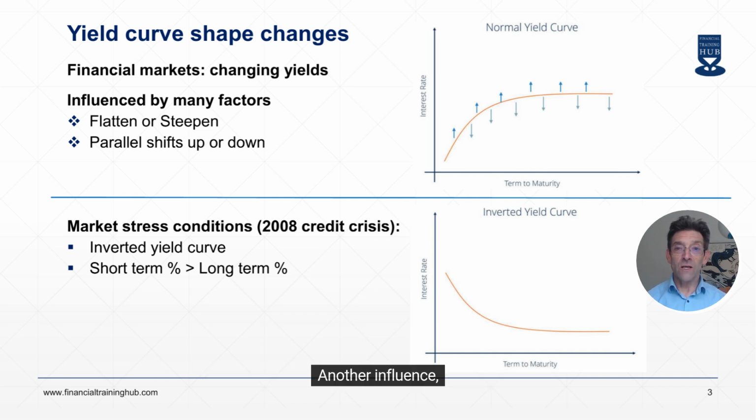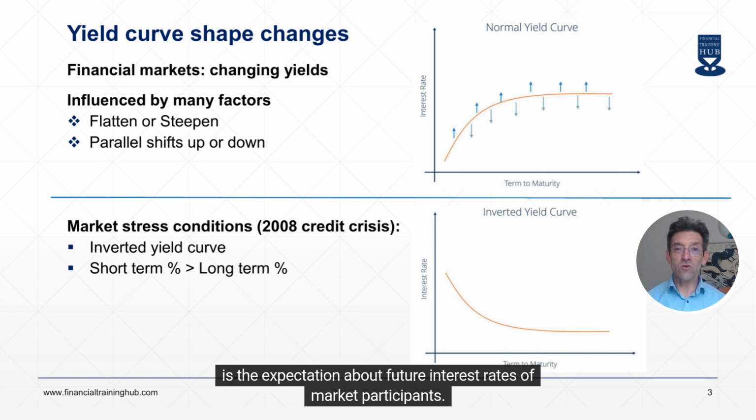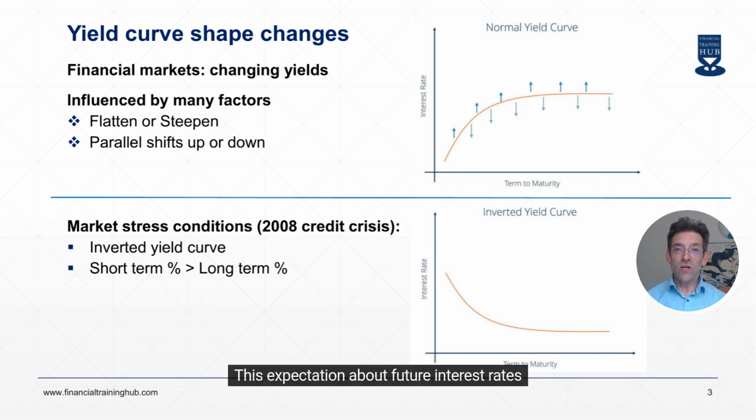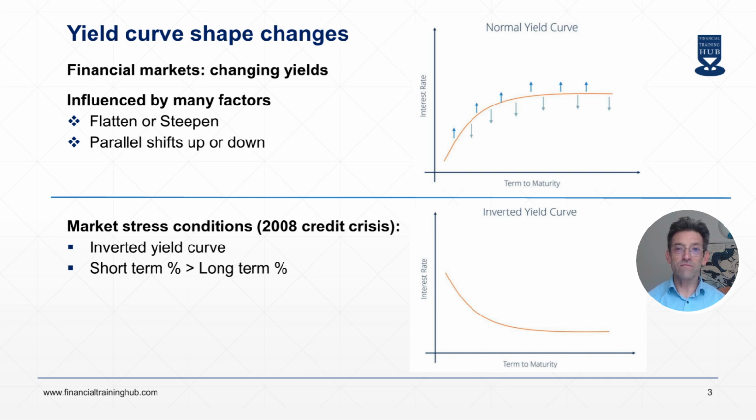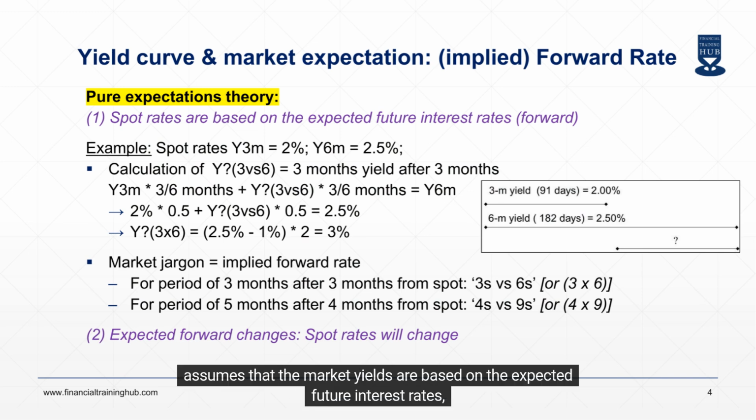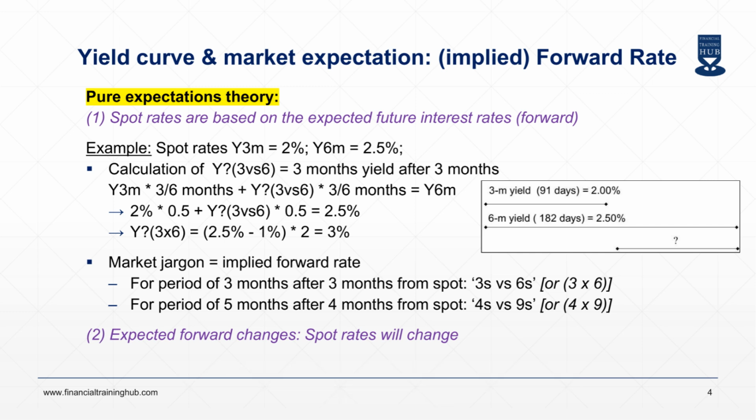Another influence that can cause changing yield is the expectation about future interest rates of market participants. This expectation about future interest rates can be derived from the current yields by calculation of the forward yields. The pure expectations theory assumes that the market yields are based on the expected future interest rates, the forward rates.